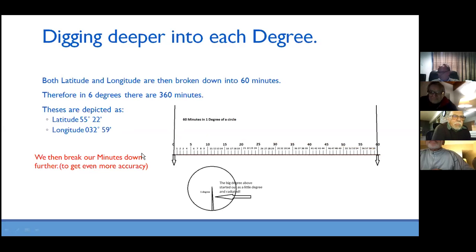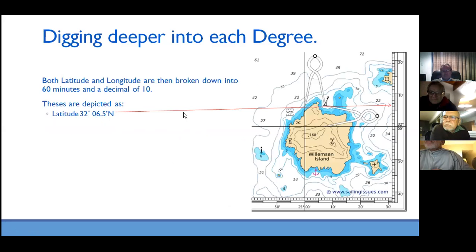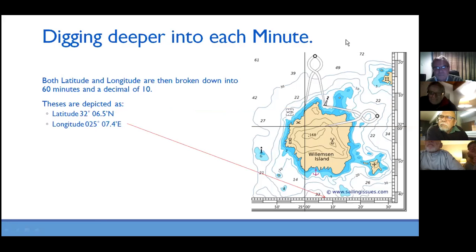Okay, we then break down minutes further, and each minute is broken down into a decimal of 10. So if we look here, we've got 32 degrees, and then that breaks up, and there's 1 minute and decimals of 10 inside it, which is why we have these funny little squares on the side so that we can see them easily. Longitude is broken up the same way with a decimal of 10.